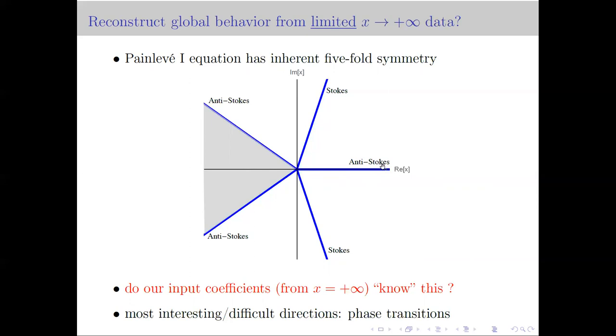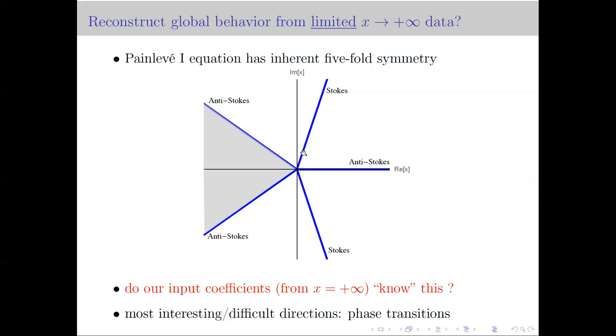And so the question I want to ask here is, suppose I have this limited information derived here at large x going to plus infinity. Can I learn about how this function behaves as I go around in the complex plane? So first, how much can I learn as I go down near zero? And can I learn what happens at a Stokes transition, anti-Stokes transition? And the answer, at least to me and also to Ovidiu, was completely surprising.